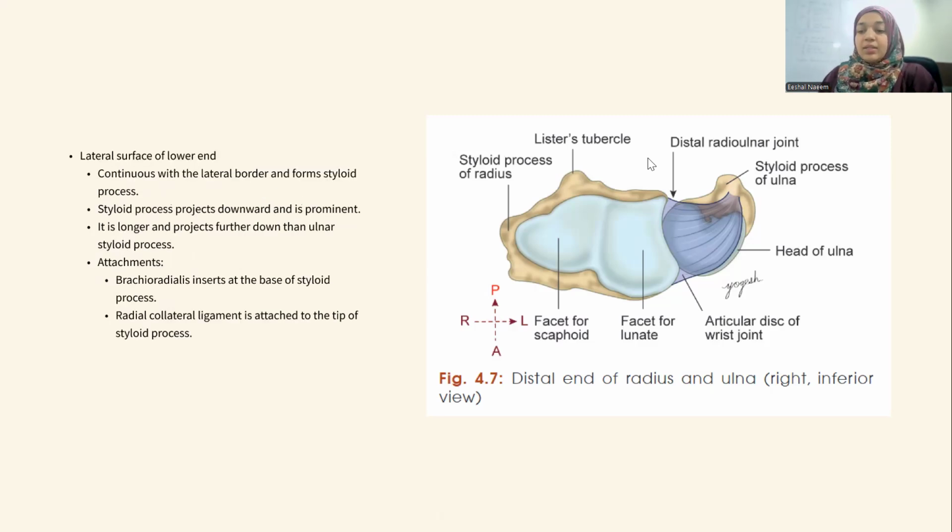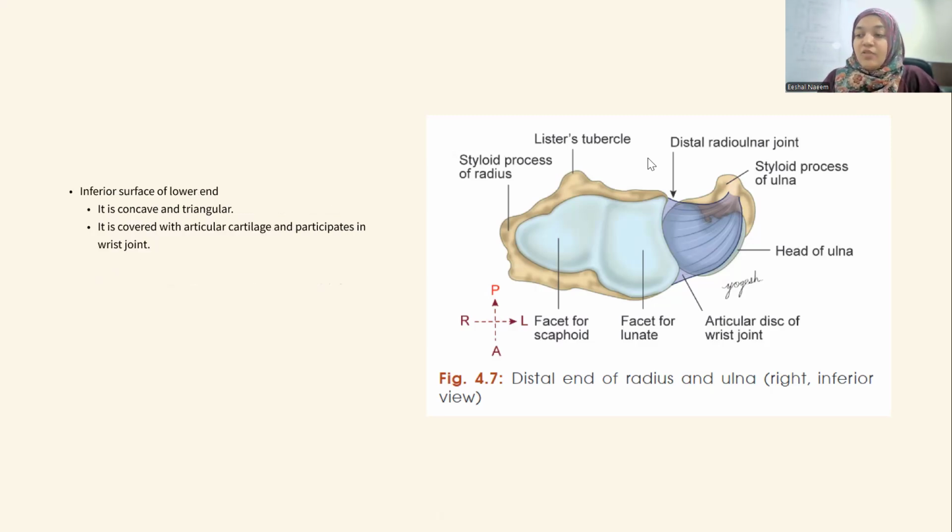Remember that. There's a lateral surface of the lower end. Now this was our medial surface, the triangular part, and now we have a lateral surface that is near the styloid process, right? So the lateral surface is continuous with the lateral border and forms the styloid process. It is projected downwards and is prominent. Obviously, the styloid processes are always prominent. It gives attachment to the brachioradialis. The brachioradialis inserts at the base of the styloid process. So here the brachioradialis inserts itself, and the radial collateral ligament is attached to the tip of the styloid process.